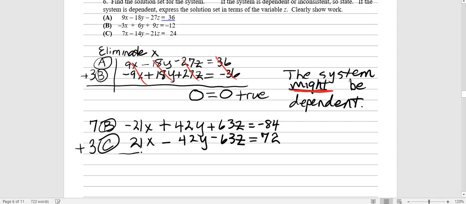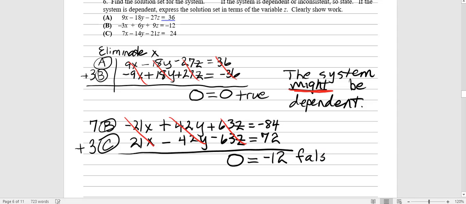All right, and I see what happens in this case is that on the left side, every term cancels out, leaving me with a 0 on the left side. But on the right side, I get a negative 12. So I get this false equation. The variables have dropped out of my work, and I get the false equation 0 equals negative 12.